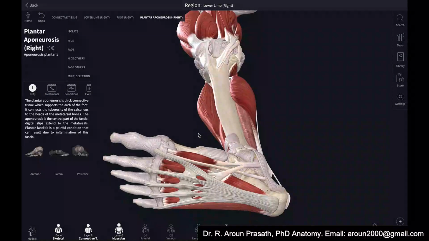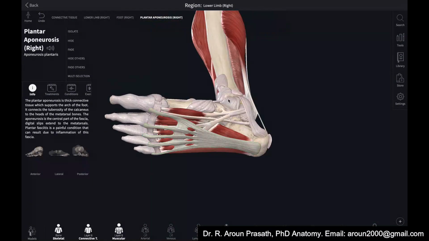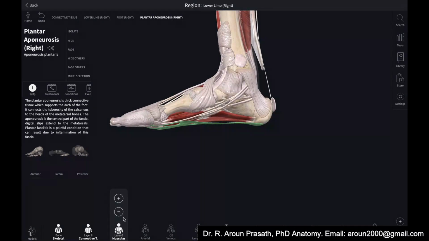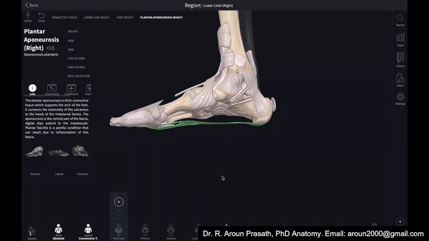So this is what you have to understand about the arrangement of the tarsal bones in the foot. By this we are completing the bones of the lower limb.